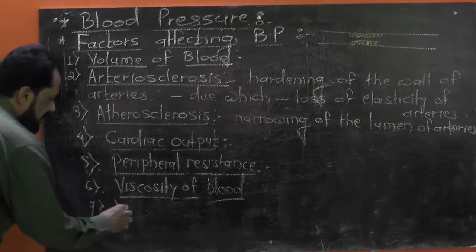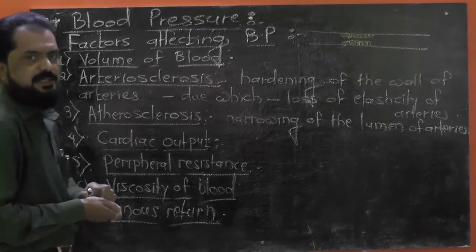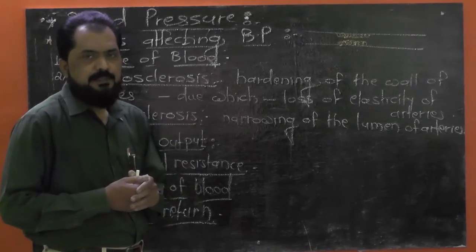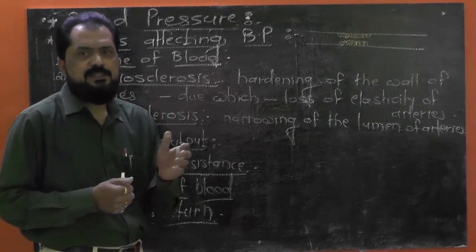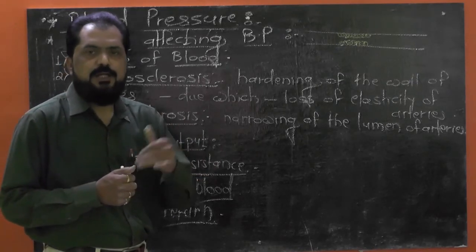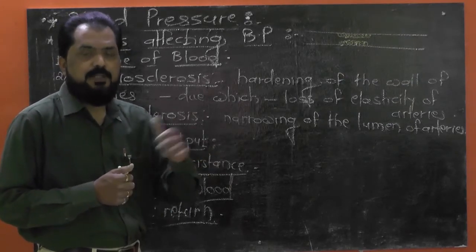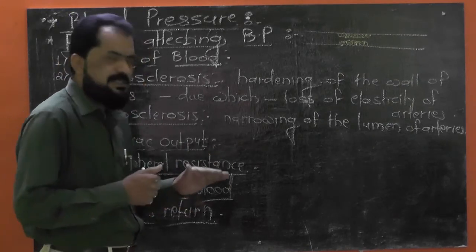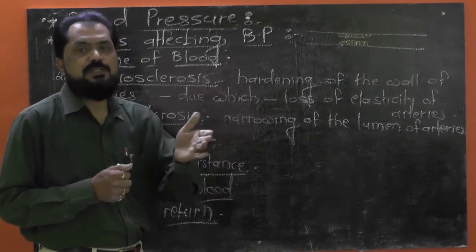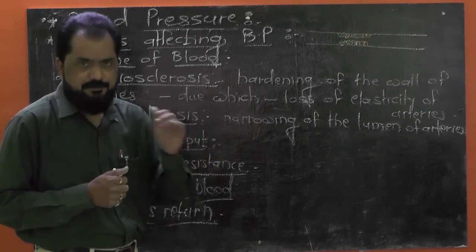Next one, venous return. Venous return means the volume of blood carried back by veins up to the heart. The blood that is brought back to the heart through the veins is called venous return. More is the venous return, more is the blood pressure. Less is the venous return, less is the blood pressure.